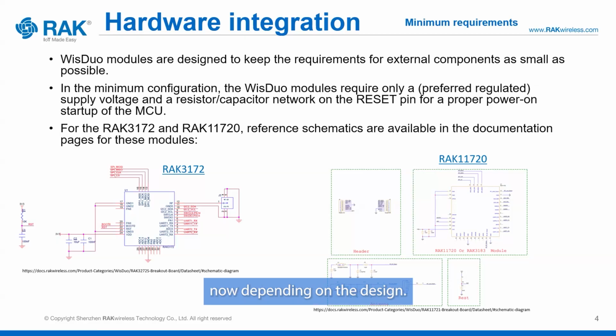Now, we didn't show this here, but depending on the design, it might be required to adjust the path from the RF pin to the antenna itself. I will go a little bit more into detail about this part. It's not always required. For example, if you use our WisDuo modules with the IPEX connectors, this RF path adjustment is not required. If you use the modules with their RF pad and you connect the antenna there, then you will need an RF matching circuit like the one shown here.